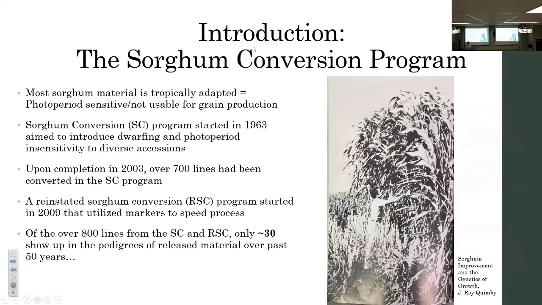I mentioned the sorghum conversion program, and I also mentioned that sorghum originated in Africa. This tells you that most sorghum material is tropically adapted. What this means is that most sorghum material is photoperiod sensitive, which in turn means that it's either not going to flower in more temperate environments, or if it does flower, it's going to be 8 to 10 foot tall. So it's not suitable for grain production.